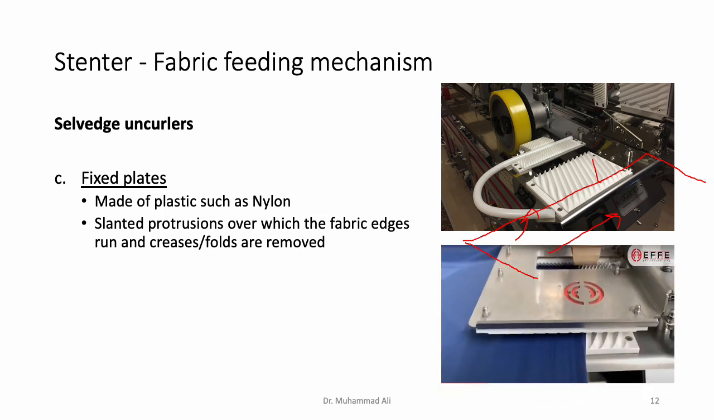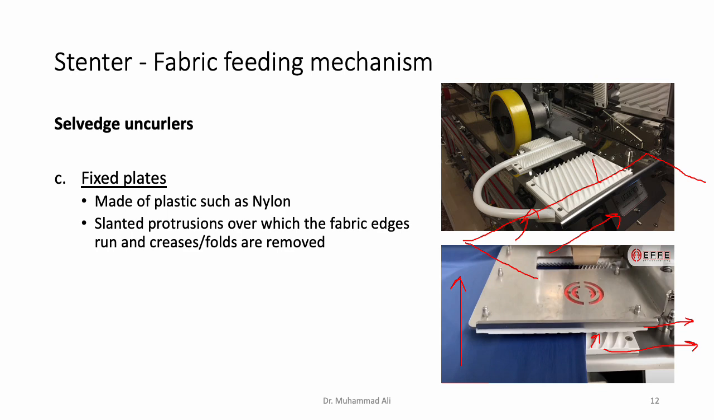Yes, this is how the fabric is passed through the plates. So it's like a sandwiched structure. We have a bottom plate, this one over here, and a top plate. Both have these protrusions over them, and the fabric is traveling in this direction. So you can imagine that if there is any fold or crease, then due to the friction and the angle of these protrusions, that fold or crease will be removed in the outward direction. So that's the third type of selvage uncurler.